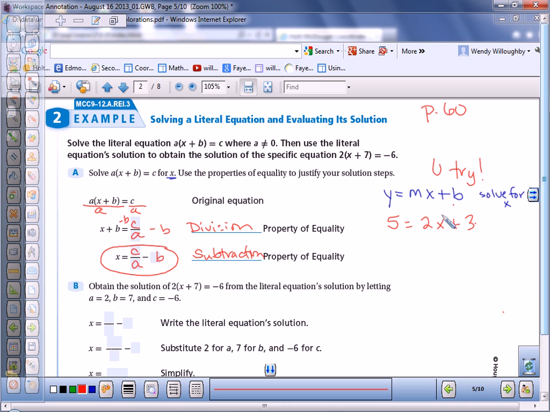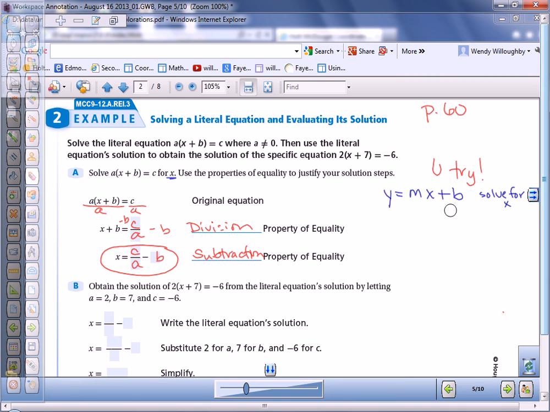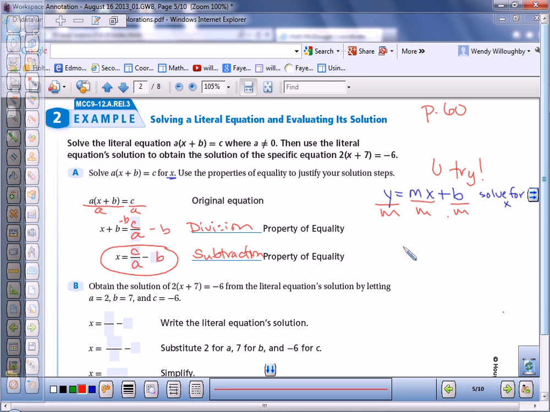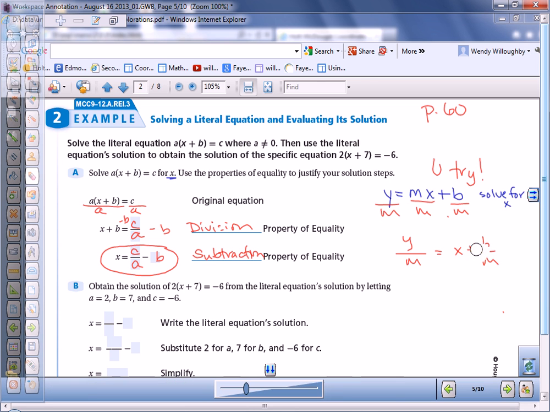Dividing by m is not wrong, but if we divide by m, we have to divide every single term by m, and it would look like that. So it's definitely not wrong. You just have to make sure you divide everything by it. It would look like that. A little different. Not the order we're used to, but it can be done.